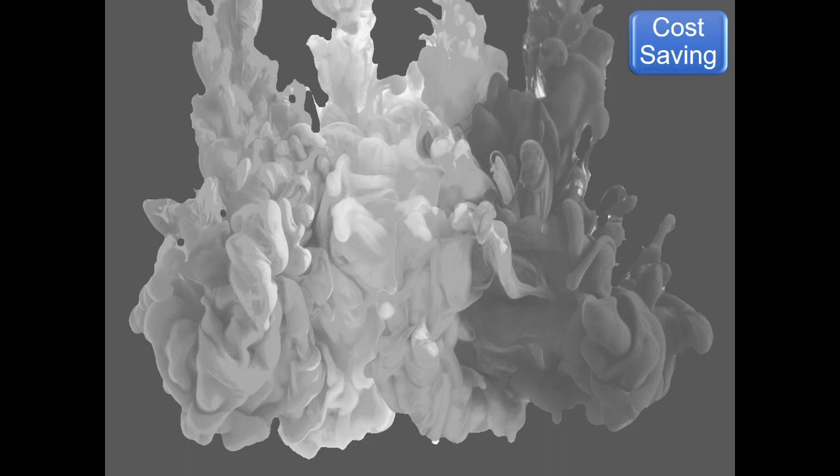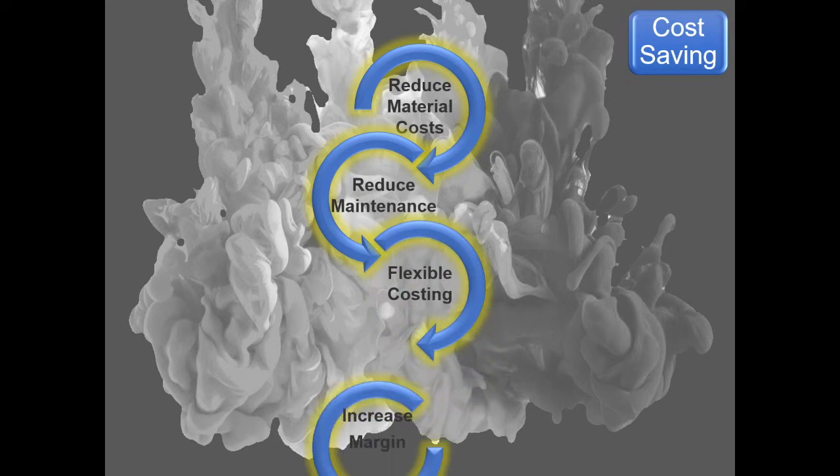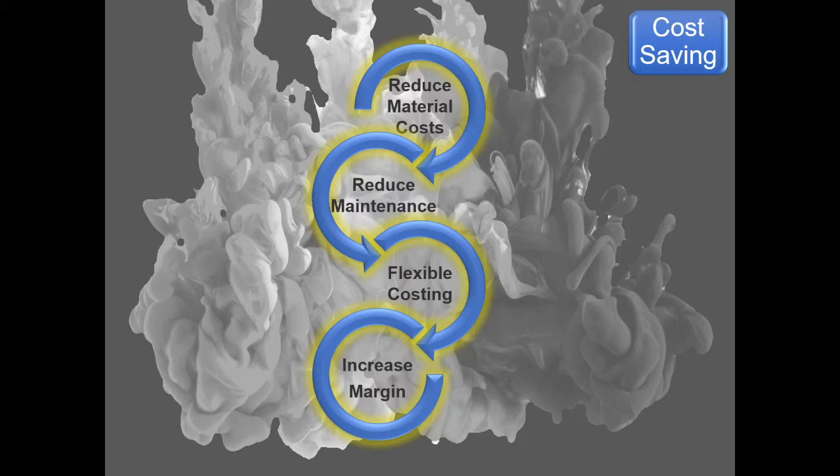Next, we're going to look at cost savings. So everybody wants to reduce their material costs. This has an effect on reducing maintenance cycles. You can have flexible costings, and you can increase your margins.